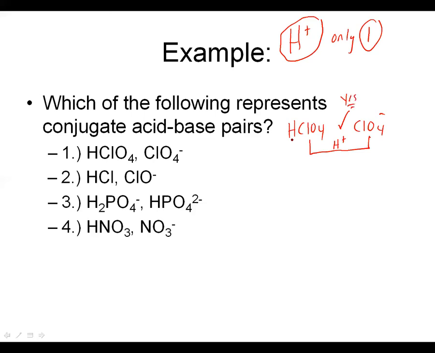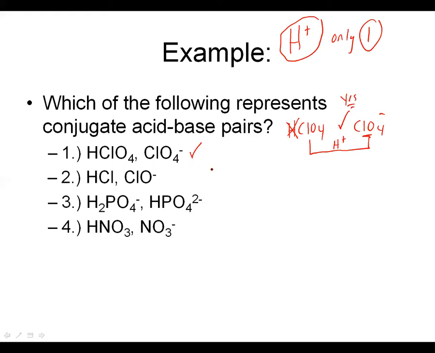So you could look at it one way. You could take off the H here and the plus, and you'll end up with the ClO4 minus on this side. Or you could put the H plus on and you'll end up with the HClO4. So this one is an acid conjugate base pair.